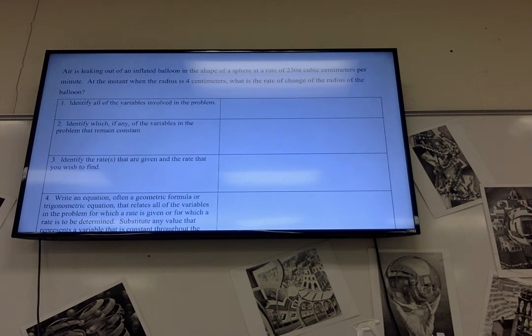So this is dV/dt, the volume with respect to time. Now, how do I know it's a derivative? Because of rate.